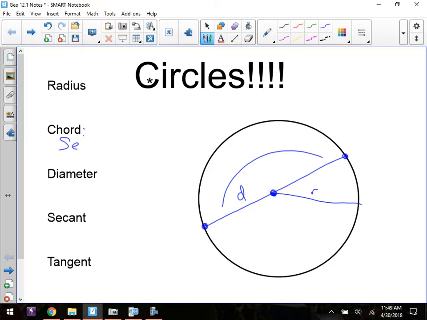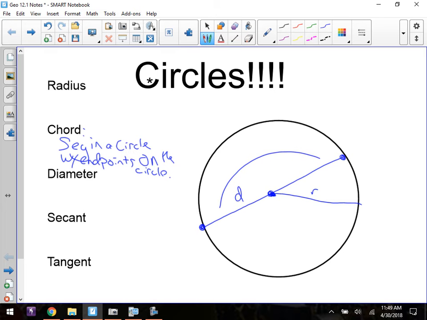A chord is a segment in a circle with endpoints on the circle. Basically, a diameter would technically be a chord. And those come back in with segment stuff here in a couple of days when we get back into what are called chords and arcs and how those interact with one another. So, a segment in a circle with endpoints on the circle. It's a chord.